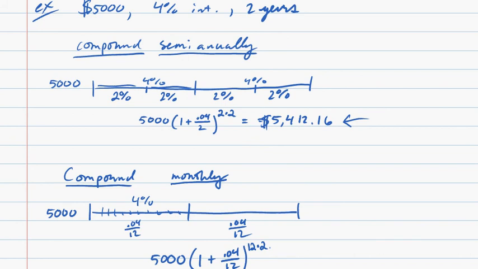And I'm just working this out on a calculator now. The answer, when I do it monthly, is 5,415.71. So the increase now is $3, almost $4, over doing it semi-annually. So you're probably thinking, well, why don't we do this weekly, or why don't we do this every day?